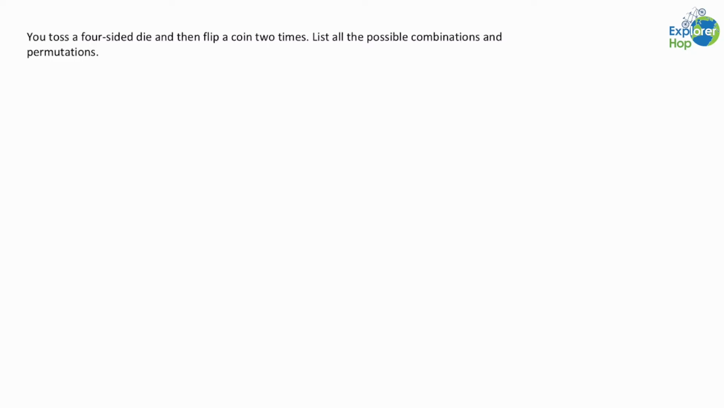So for this example, we're told that you toss a four-sided die and then flip a coin 2 times. List all the possible combinations and permutations.